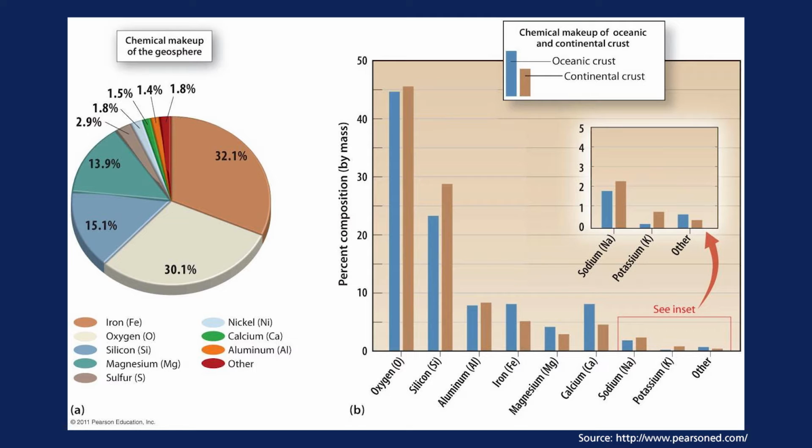On the right-hand side, in graph B, we see the percent composition by mass. So in the first figure, we looked at the elements if we just counted them by numbers, and on the right hand, looking at the mass. Oxygen being a rather heavy element by mass, it of course is percent quite high. Here we see the difference between the blue bar, the oceanic crust, which is underwater, and the brown continental crust, which is land.